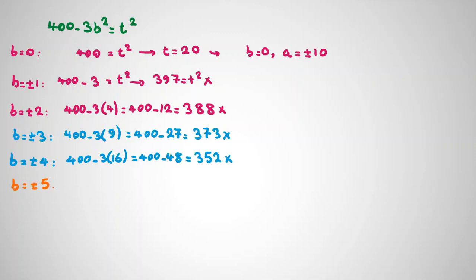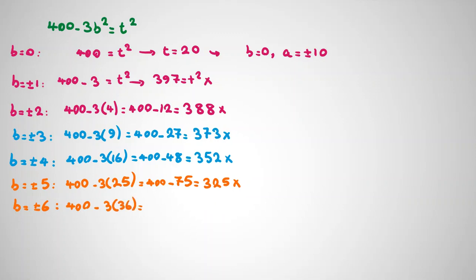b equal to plus minus 5: 400 minus 3 times 25 equals 400 minus 75, which is 325, which is still not a perfect square. If b equal to plus minus 6: 400 minus 3 times 36, which will be 400 minus 108, and it will be 292. Again, it's not a perfect square.